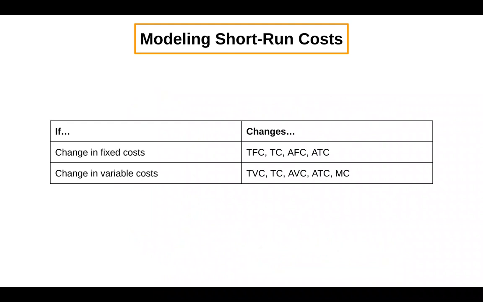And so the last thing I want to talk about here is, well, what happens when there's a change in fixed or variable costs? Well, if your fixed costs change, that will impact your total costs and your fixed costs, both total and average. If variable costs change, that will impact your average variable, average total, and marginal cost. So sometimes they will ask about this, so just be aware of that.